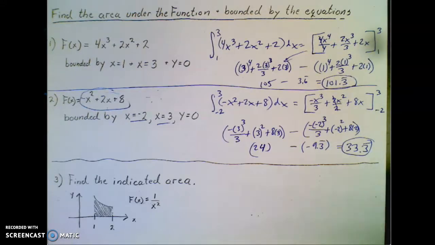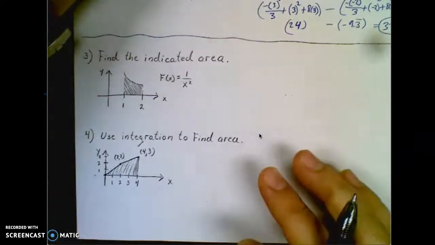Alright, so our other problem worked pretty much the same. You just plug in the 3, then you plug in the negative 2, being careful to do minus a negative, which results in 33.3. So no big deal. That's good review. And it's good we did that because now we're going to start doing area between curves.